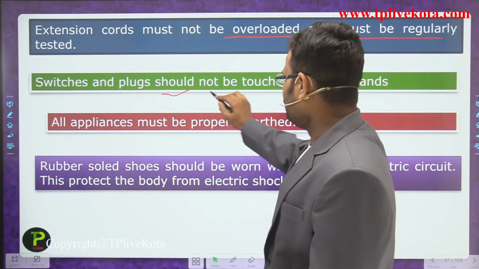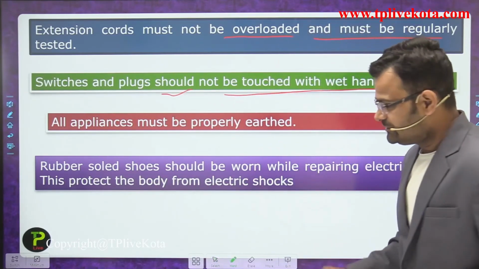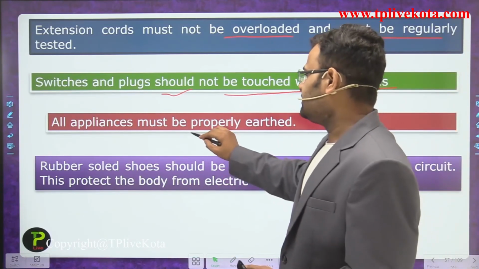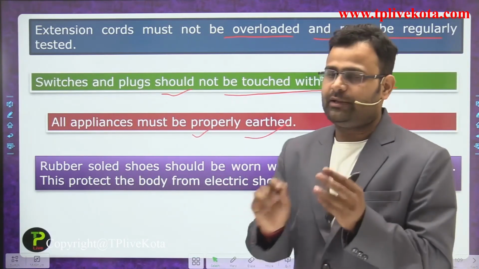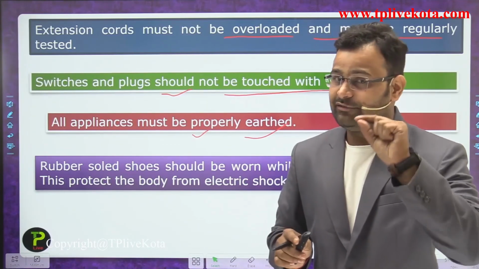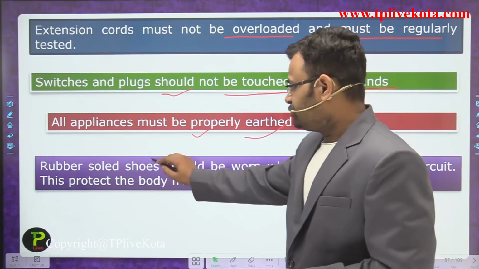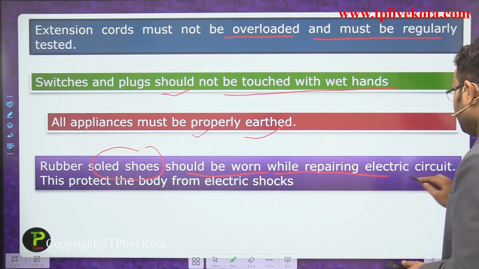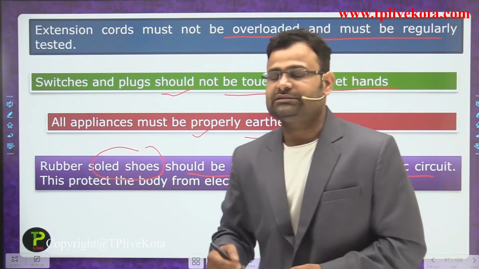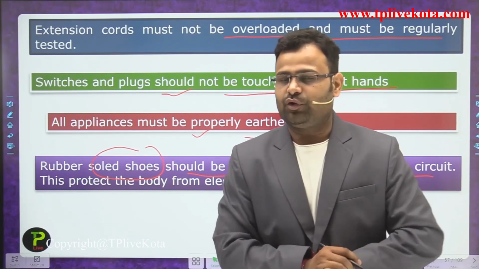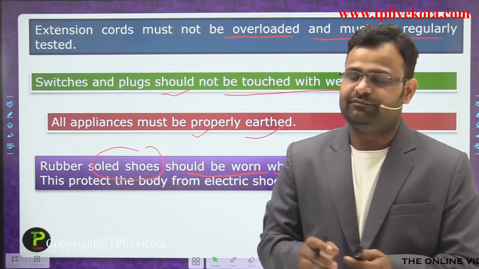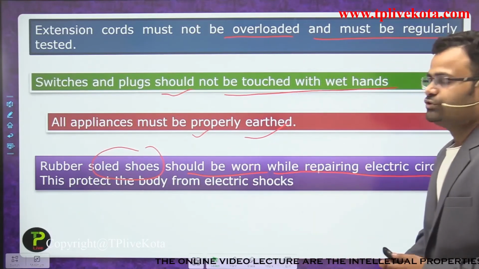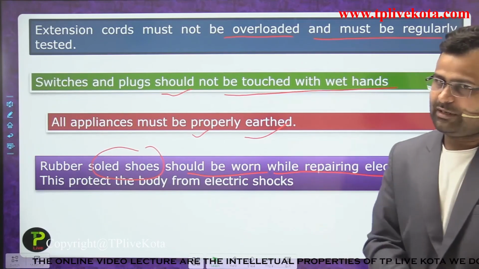Switches and plugs should not be touched with wet hands, because wet hands conduct electricity. All appliances must be properly earthed. All appliances use an earthing wire. Rubber sole shoes should be worn while repairing electrical circuits. Whenever you deal with electrical appliances, always wear shoes coated with rubber.